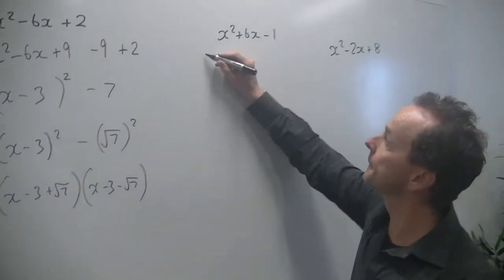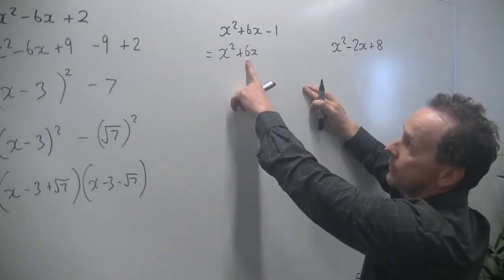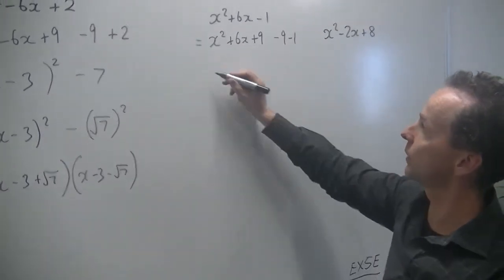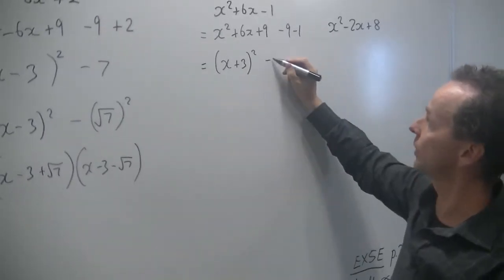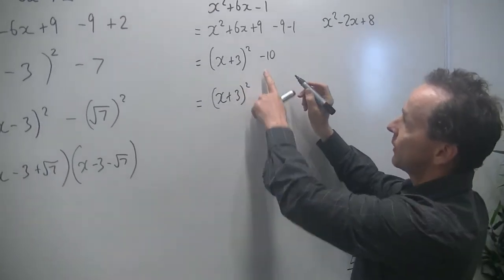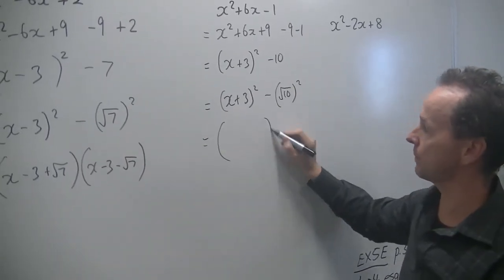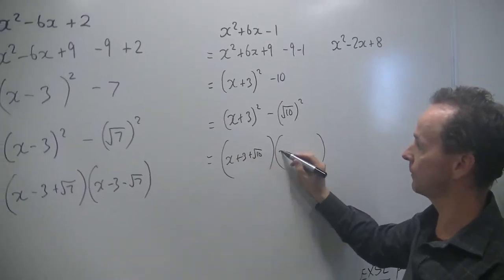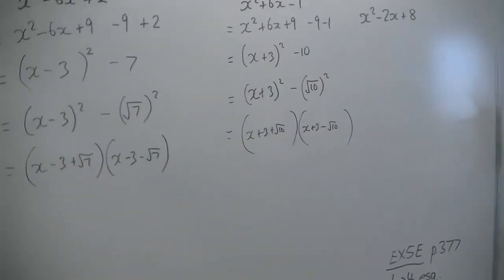Let's do another one. x squared plus 6x minus 1. Okay, so half of 6 is 3. 3 squared is 9. We must take away 9 and take away the 1 as well. Again, we've got x plus 3 all squared, and you've got minus 10. What's our next step? We have to turn the 10 into minus root 10 squared. And then our last step is DOPS. We factorise x plus 3 plus root 10, x plus 3 minus root 10. I'll give you a chance to copy that down.